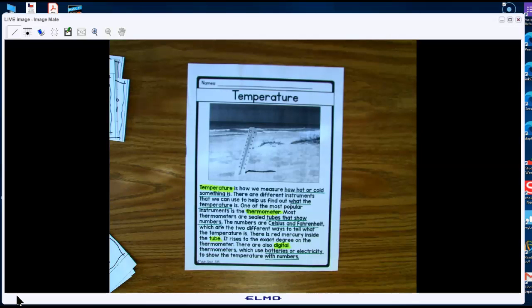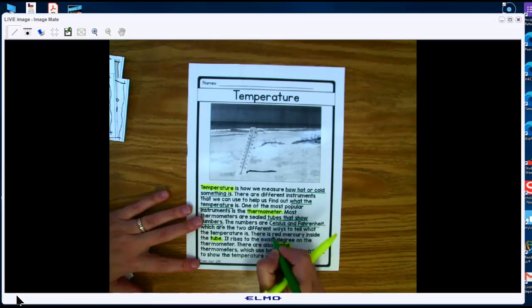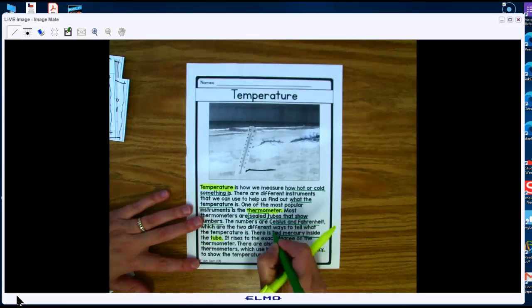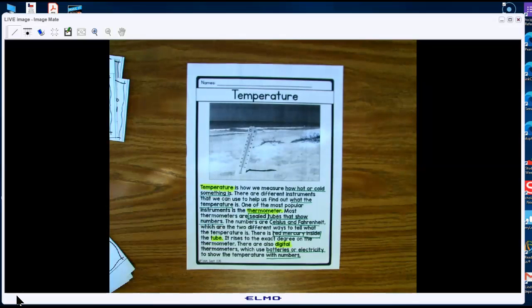So what's a clue that tells me what a tube is? Cooper? Okay. Emma? Well, not tube. A tube isn't red mercury. There's red mercury inside it, and they're sealed. There's red mercury inside, and they're sealed. So tubes are something that's sealed that has liquid in it, right? That's what the tube is. Mercury is liquid.